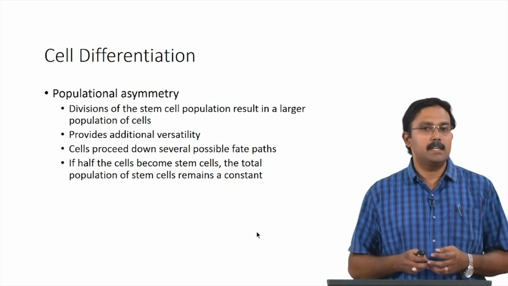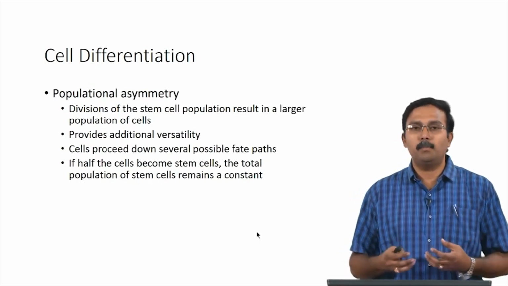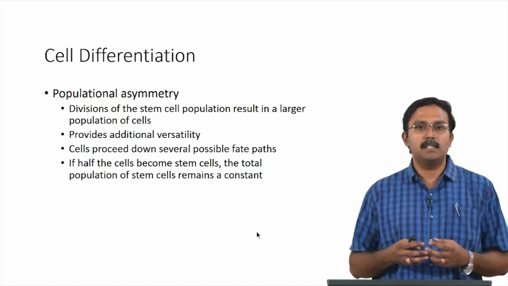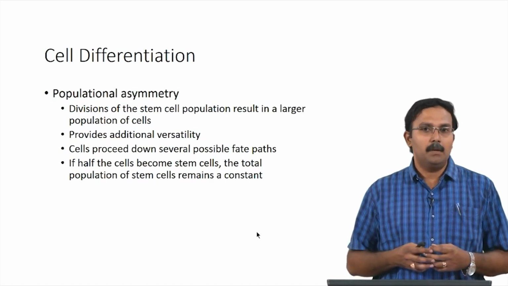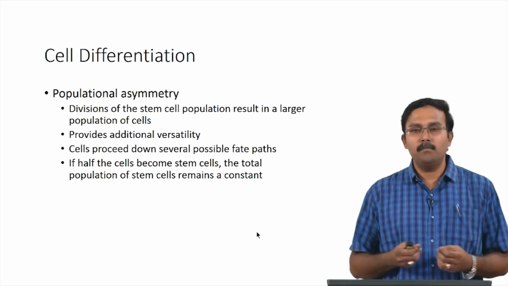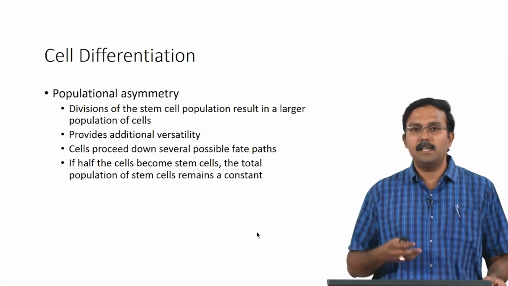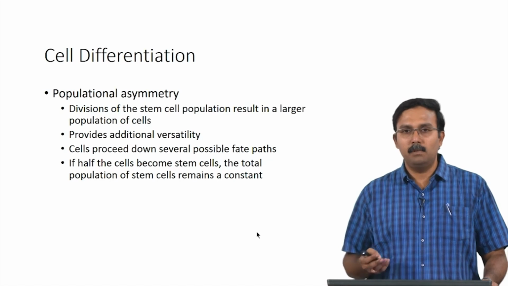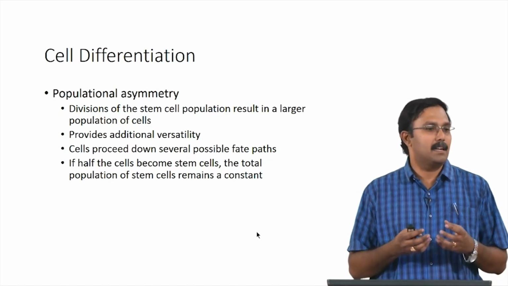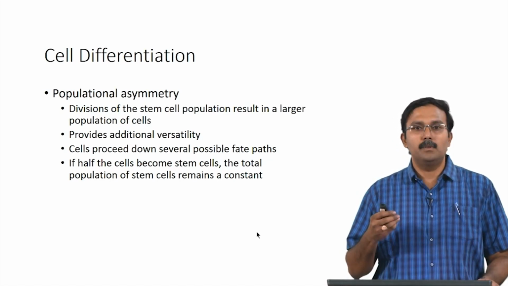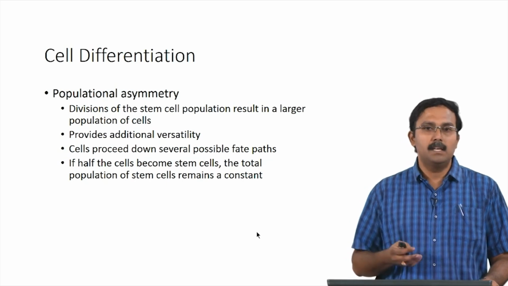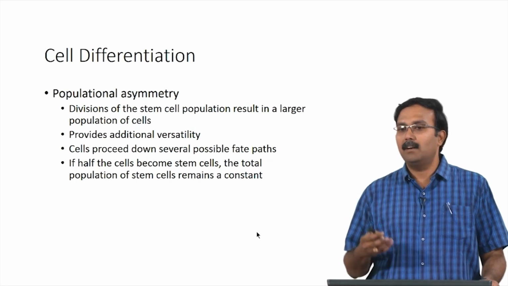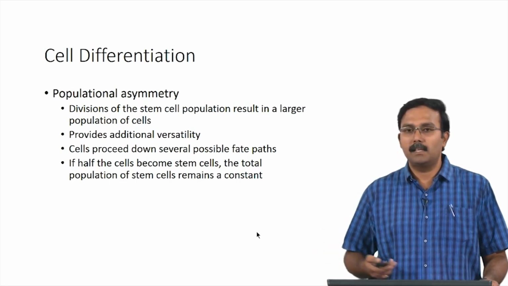So during cell differentiation, you would experience something called population asymmetry. Basically, divisions of the stem cell population result in a large number of cells, and these can actually form different types of cells, and this provides additional versatility. Cells can proceed down several possible fates depending on the environment they are in, conditions that are provided to them, and so on. So if half the cells become stem cells, the total population of the stem cells remains constant. That way you have the self renewing property of the stem cells taken care of.